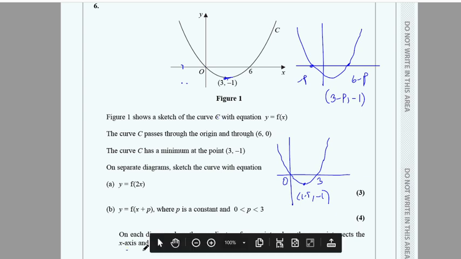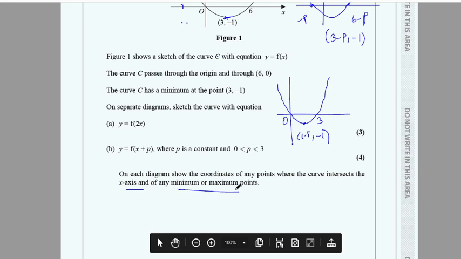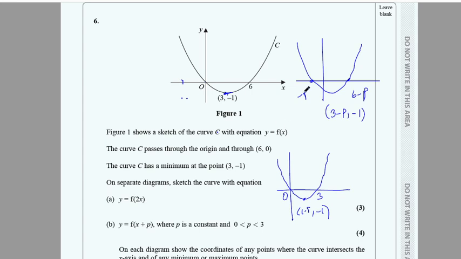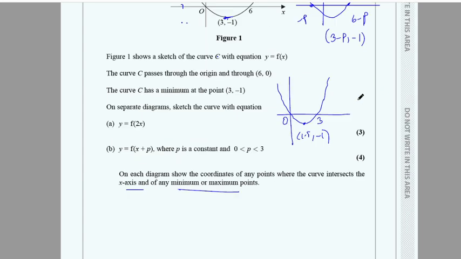We need to mention the x-axis cutting point and minimum and maximum point. So the minimum point and cutting point of x squared. Even though it intersects here, we cannot find that one because we do not have the equation to solve for y-axis, x equals 0 or something. So you just mention the x-axis cutting point and the minimum and maximum as mentioned in the question.